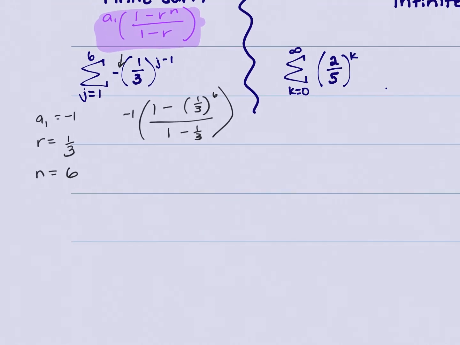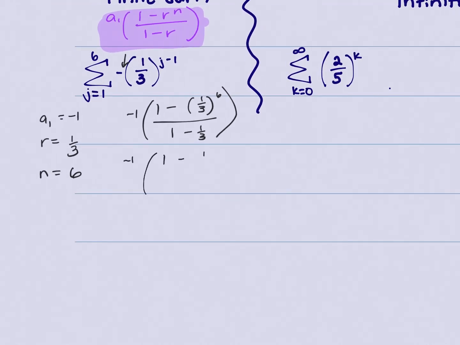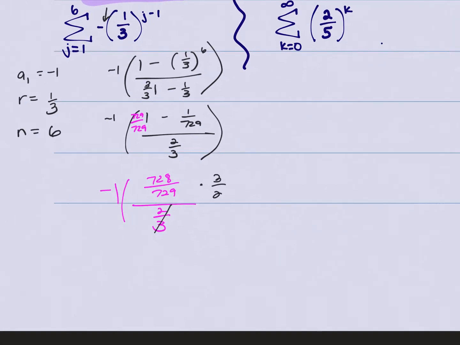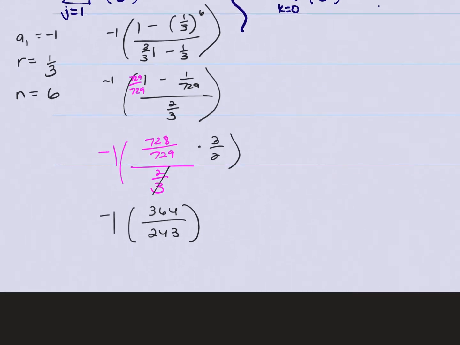3 to the 6th, I get -1 times (1 minus 1 over 729) over, this is 3/3 minus 1/3, which is 2/3. This becomes 729 over 729. -1 times 728 over 729, over 2/3. Keep, change, flip. 728 divided by 2 is 364. And then 729 divided by 3 is 243. And then just make it negative.